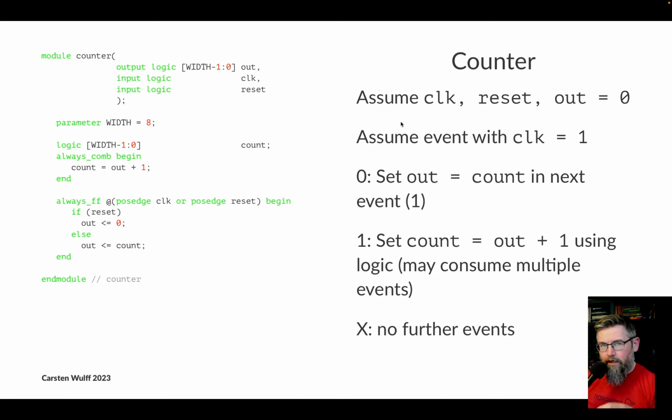So if we think about how this will work in a digital simulator, then let's just assume all the inputs and outputs are 0. When we get an event, we look in our event queue and we find that the clock goes to 1. Okay, then we compute what's supposed to happen next time. And the first thing that should happen is that we set the out variable to count in the next event.